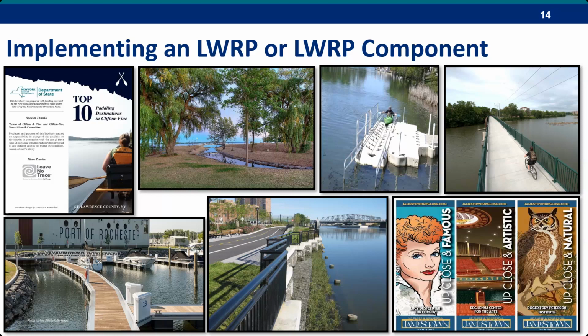To highlight attractions and contribute to the vibrant downtown streetscape, the City of Jamestown created a series of custom street pole banners which promoted local assets. These are just a few examples of successful revitalization projects constructed with LWRP funding.